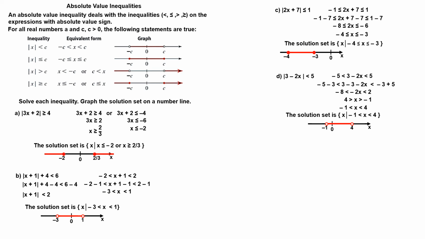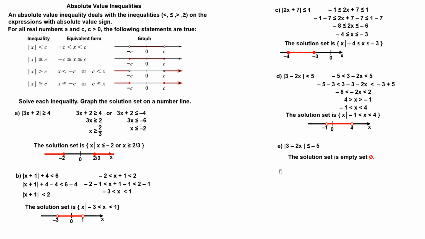Look at item E. We already know the answer. Absolute value is always positive or 0, so it is always greater than or equal to 0. It is never less than -5. No values work. The solution set is the empty set.